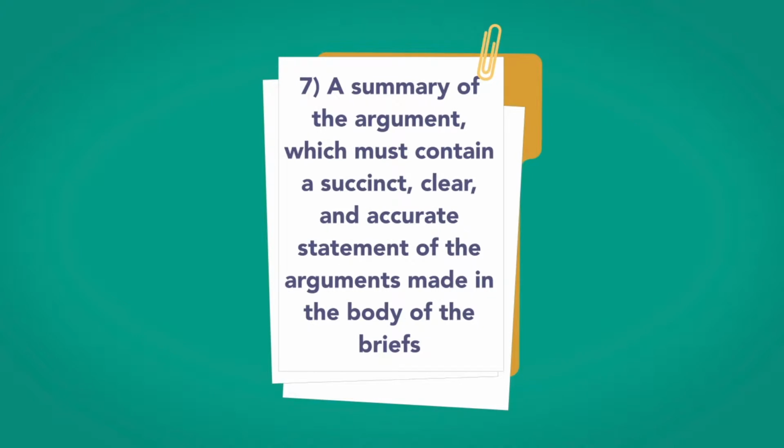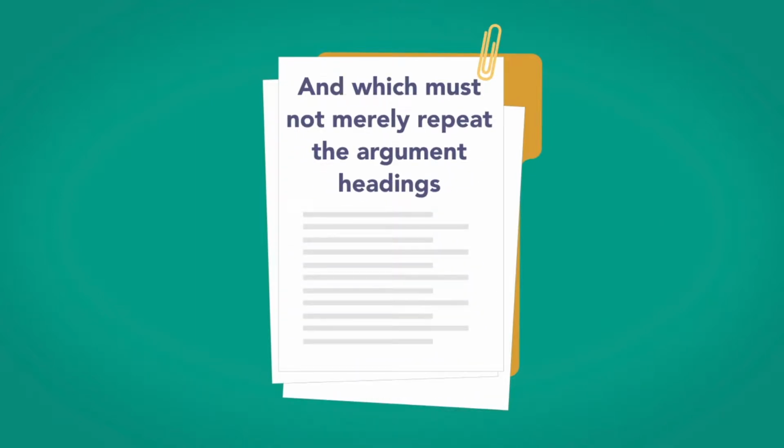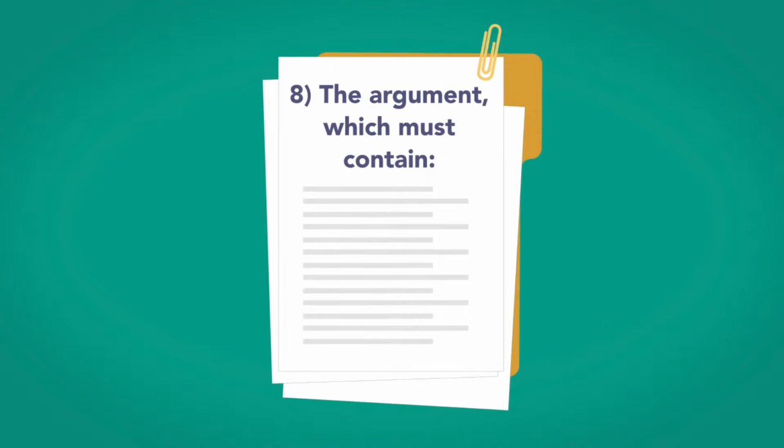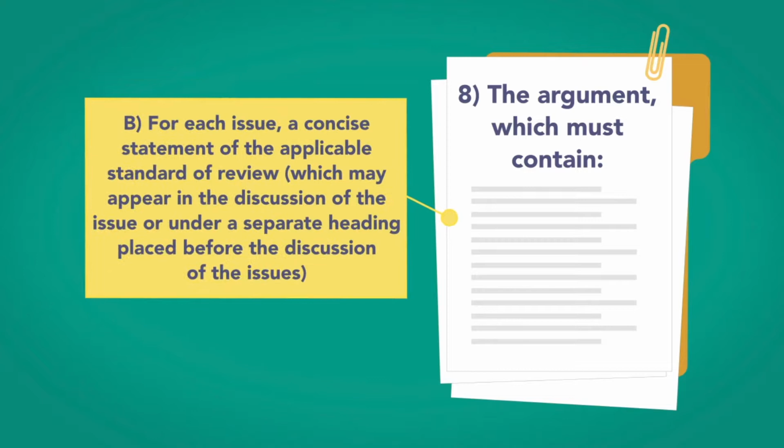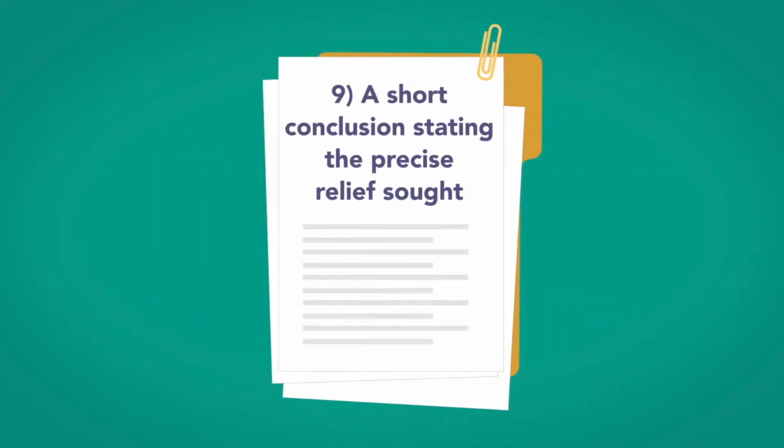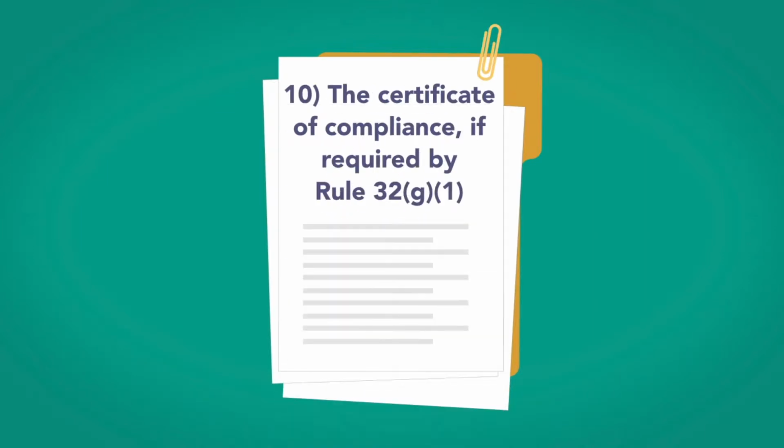7. A summary of the argument, which must contain a succinct, clear, and accurate statement of the arguments made in the body of the brief, and which must not merely repeat the argument headings. 8. The argument, which must contain appellant's contentions and the reasons for them with citations to the authorities and parts of the record on which the appellant relies, and for each issue a concise statement of the applicable standard of review, which may appear in the discussion of the issue or under a separate heading placed before the discussion of the issues. 9. A short conclusion stating the precise relief sought, and 10. The certificate of compliance, if required by Rule 32(g)(1).